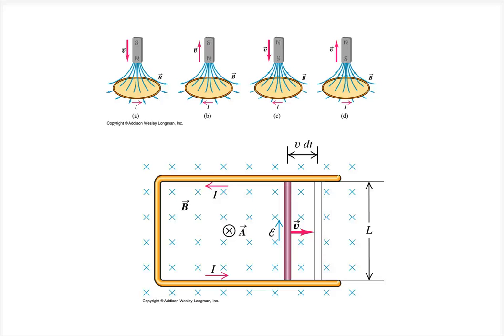In this video, we're going to talk about Faraday's law and Lenz's law. And the first thing we need to do is talk about magnetic flux. So magnetic flux is just the amount of magnetic field passing through an object.